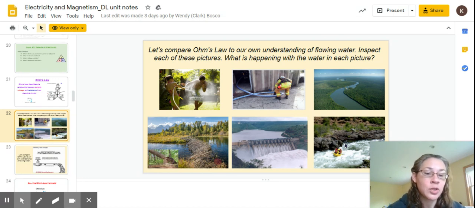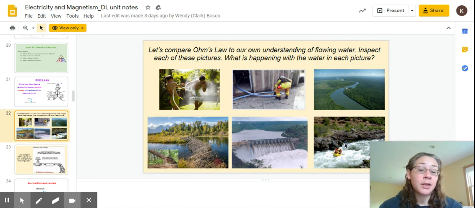In the second picture, you have a fireman who has a kink in the hose. And you all know what happens when you fold a hose and put a kink in it, it stops the water from flowing out. In the third picture along the top, you have a very calm river. There is not a lot of pressure moving that water along.